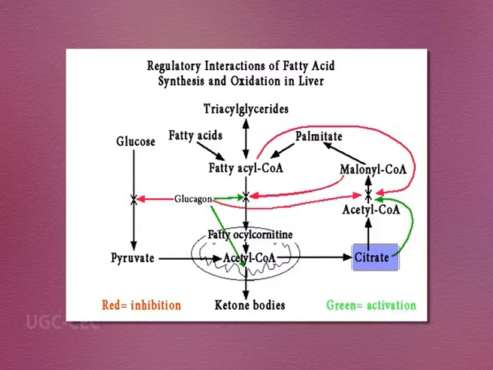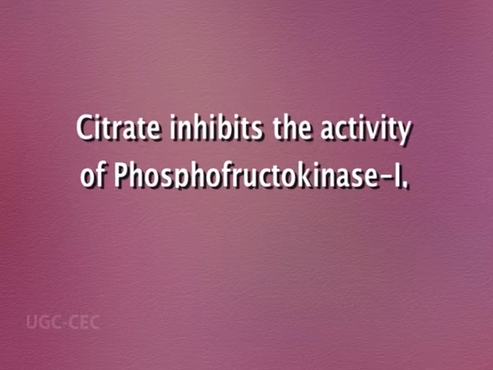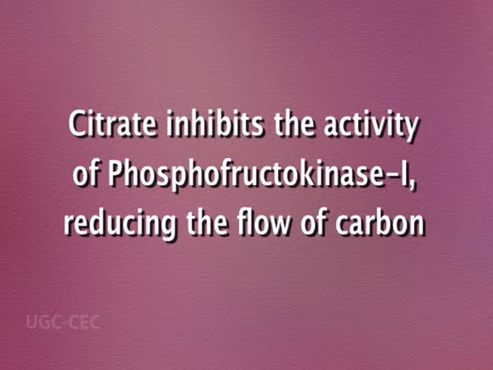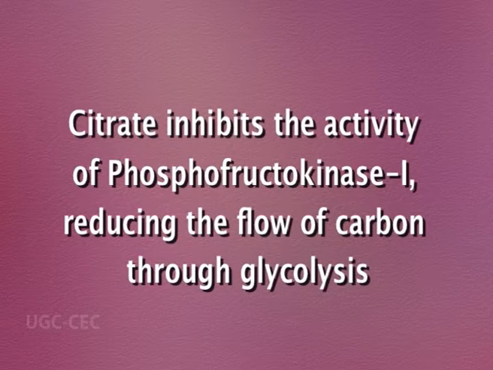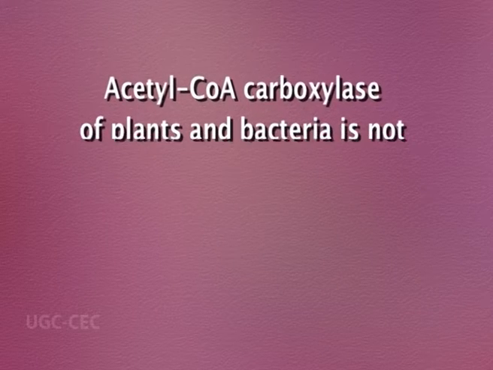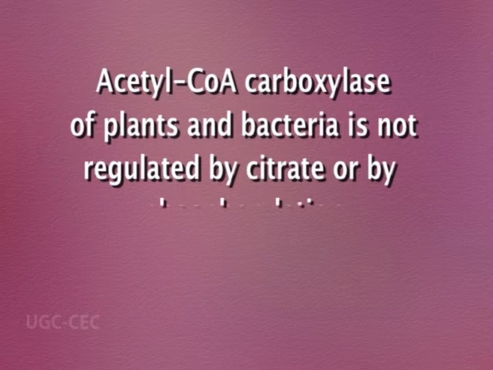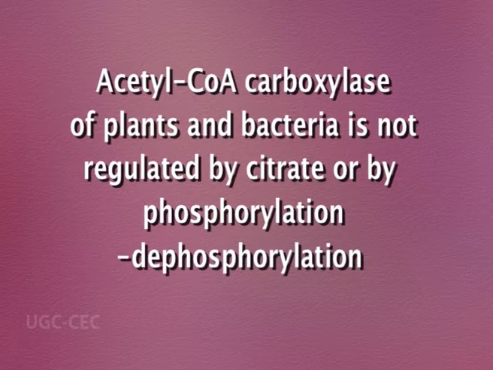It then becomes both the precursor of cytosolic acetyl coenzyme A and an allosteric signal for the activation of acetyl coenzyme A carboxylase. At the same time, citrate inhibits the activity of phosphofructokinase-1 and therefore reduces the flow of carbon through glycolysis. I would like to highlight here that acetyl coenzyme A carboxylase of plants and bacteria is not regulated by citrate or by the phosphorylation-dephosphorylation cycle.